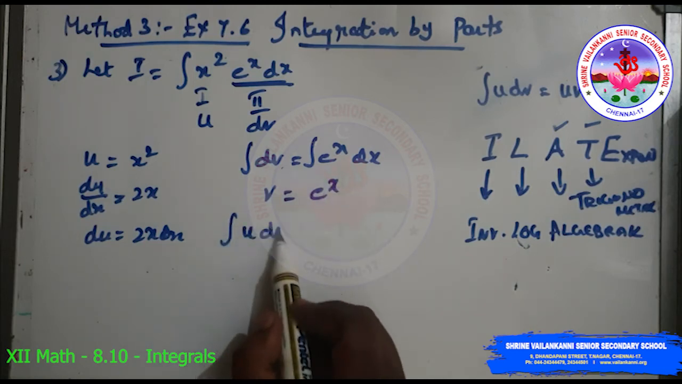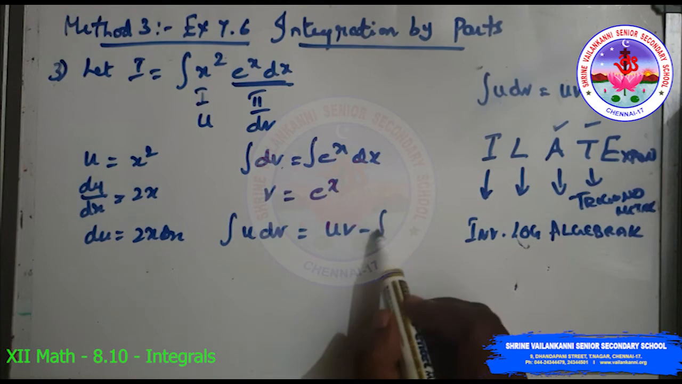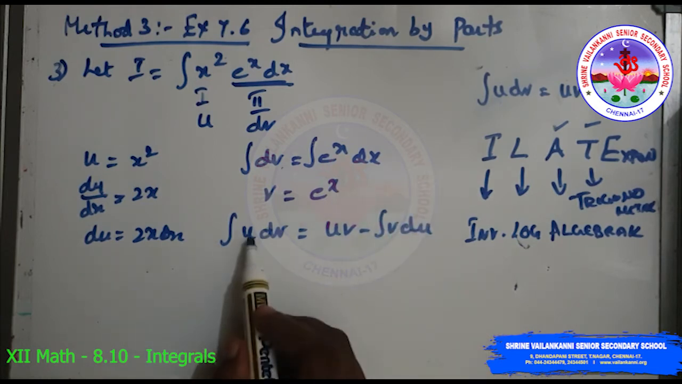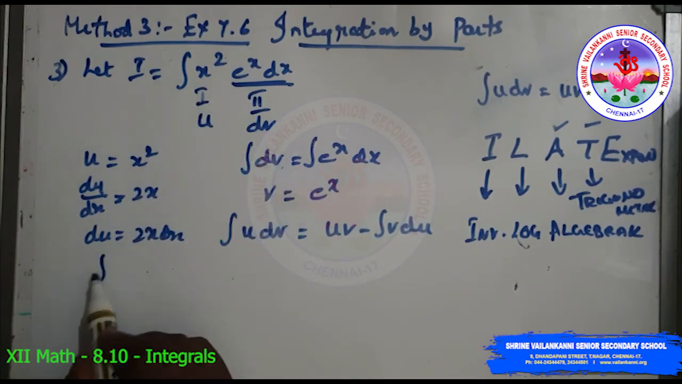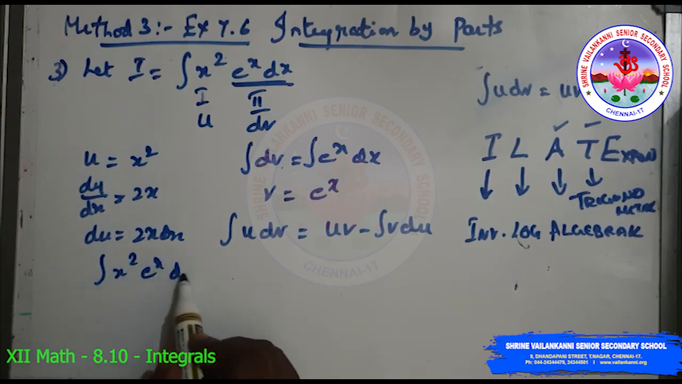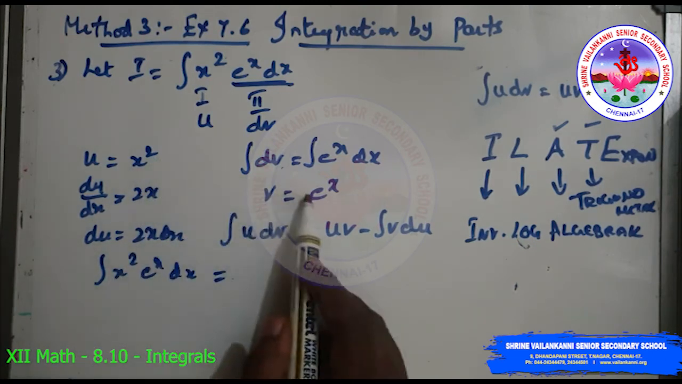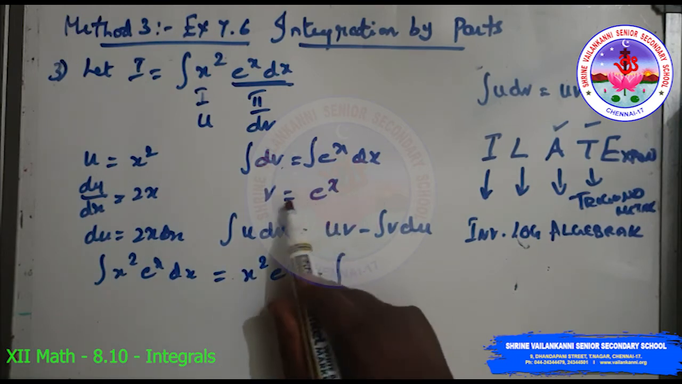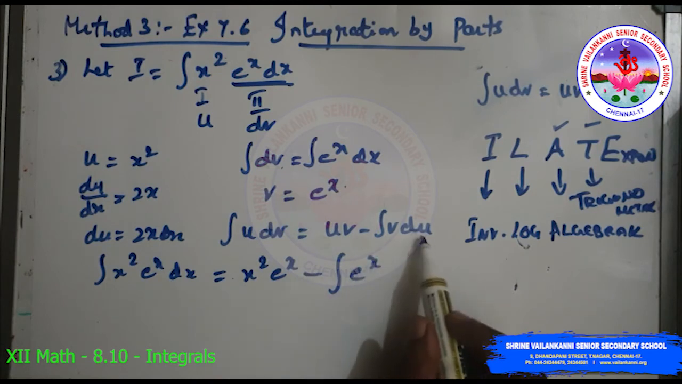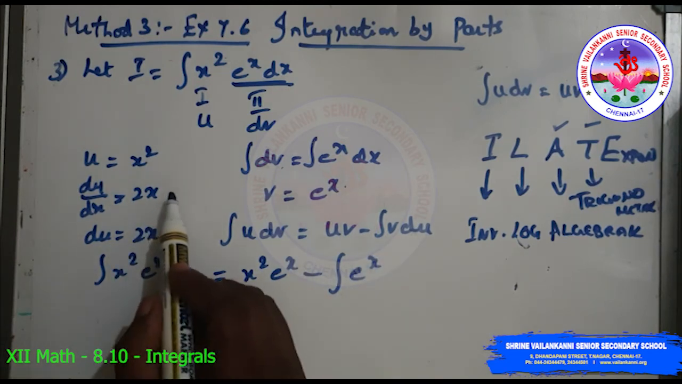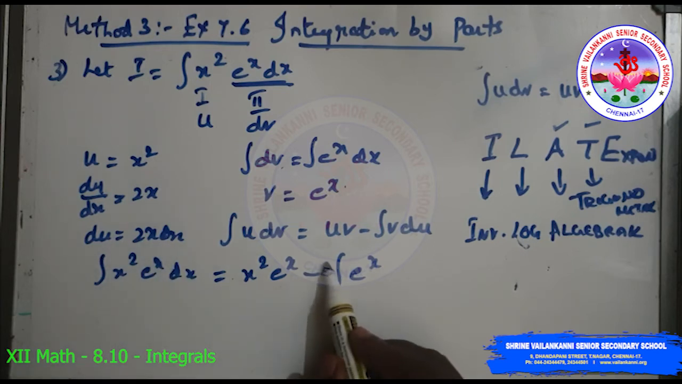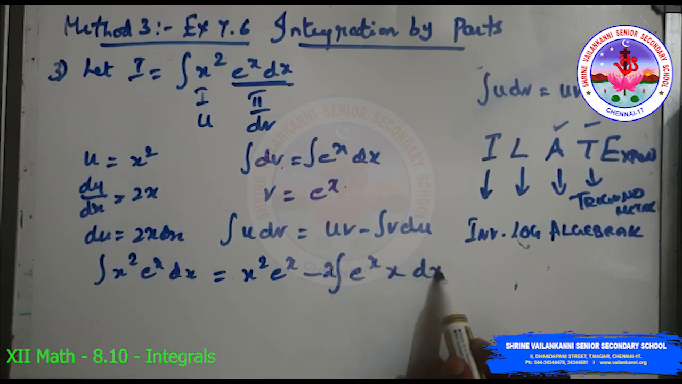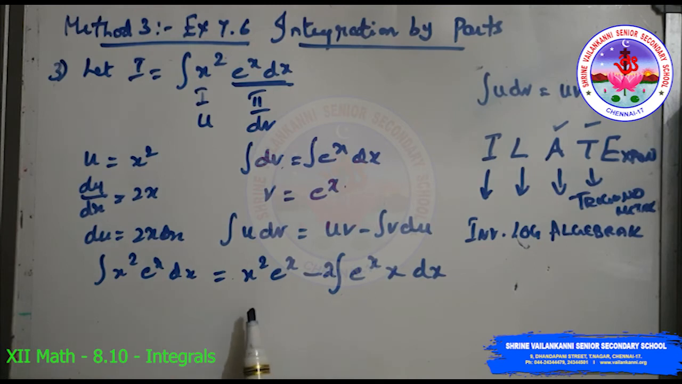So using the formula, integral of u dv equal to uv minus integral of v du. u dv is nothing but integral of x square e power x dx, which is equal to u into v, that is x square into e power x, minus integral of v, which is e power x, so e power x, du is 2x dx. So 2 into x into dx. Now we have minus 2 into integral of x e power x dx.